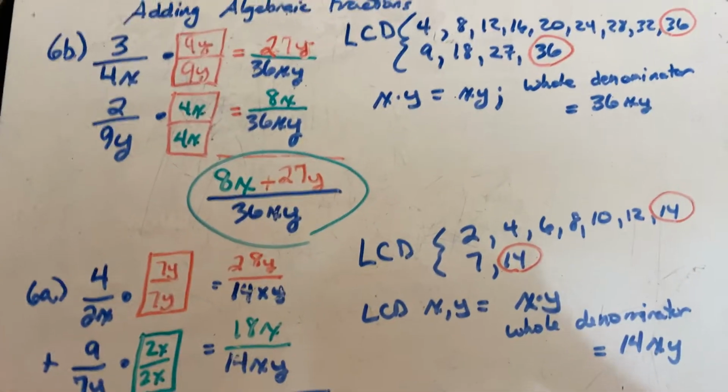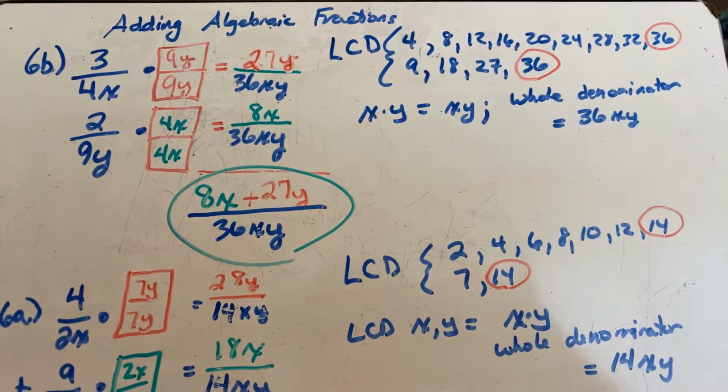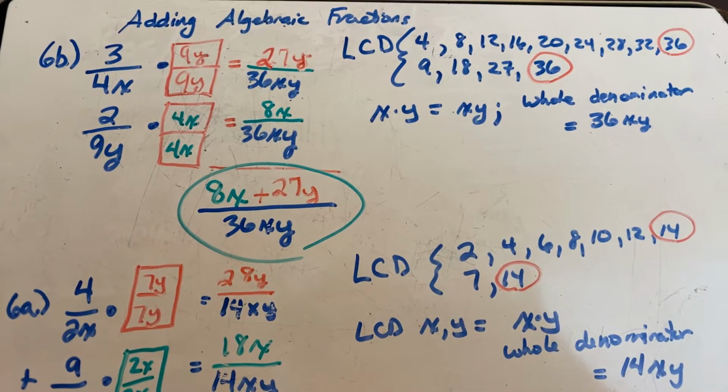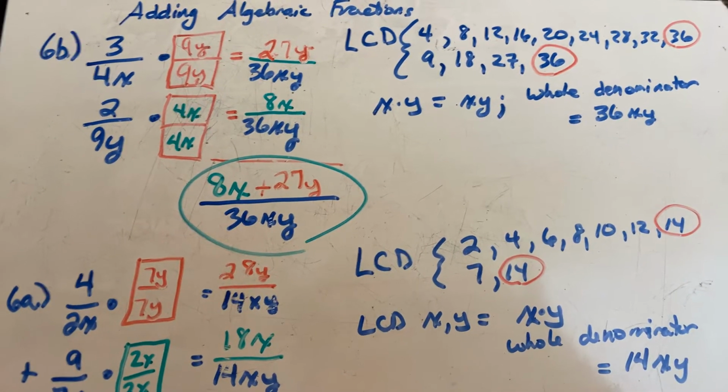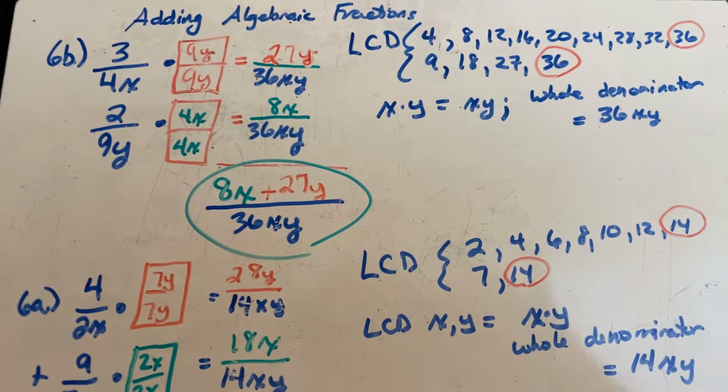Okay, so we're going to add algebraic fractions. This is very similar to adding regular old fractions, 1/2 plus 1/4. And so you're looking for a common denominator, in this case, a least common denominator, because we don't want to have to reduce later on.